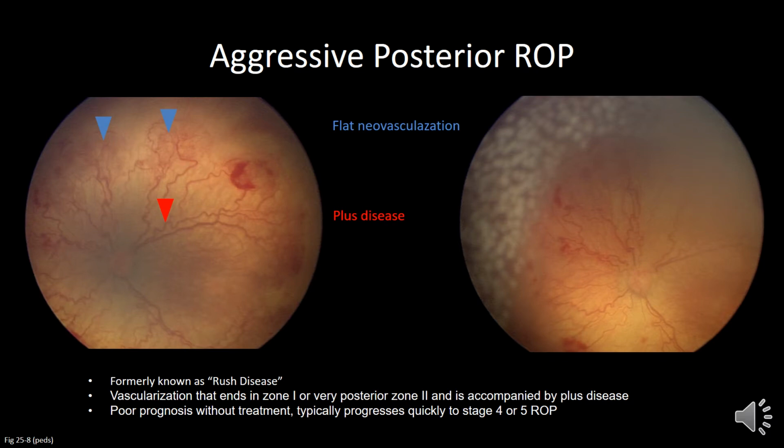Aggressive posterior pole ROP typically can progress quickly to stage 4 or 5 ROP. Here we can see a patient on the left prior to treatment and on the right just after laser treatment was applied to the peripheral avascular retina.